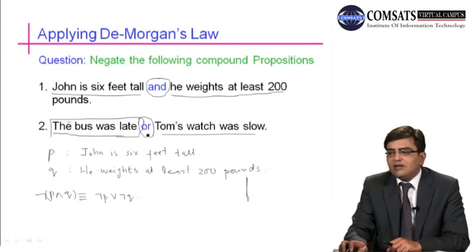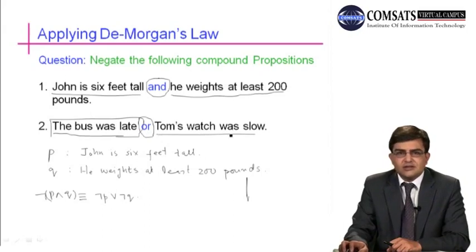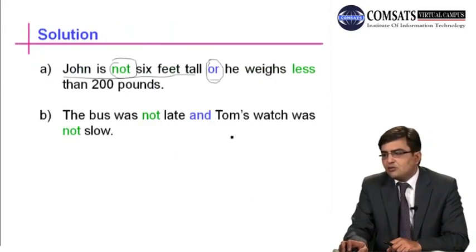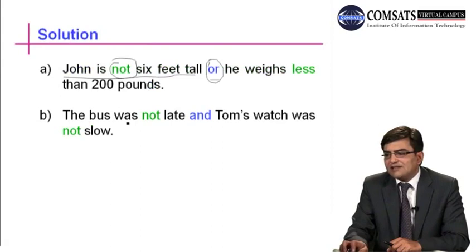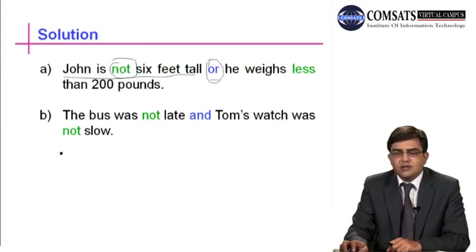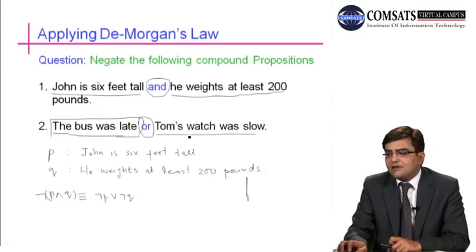The "or" will be converted to "and", and the negation of the second statement will be "Tom's watch was not slow." So we can write here: the bus was not late and Tom's watch was not slow. So this is the negation of this statement by using De Morgan's law.